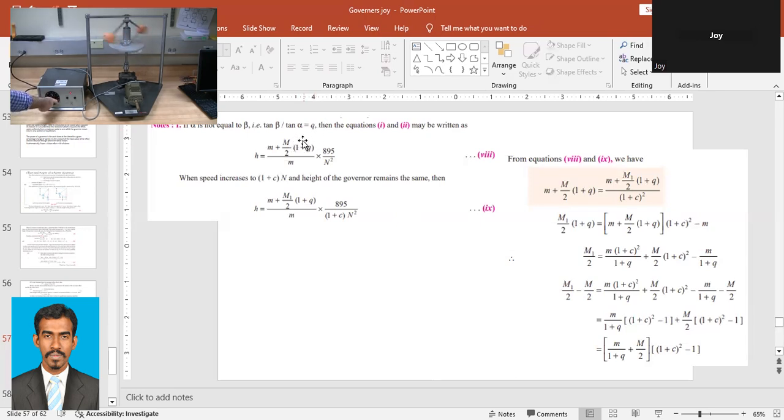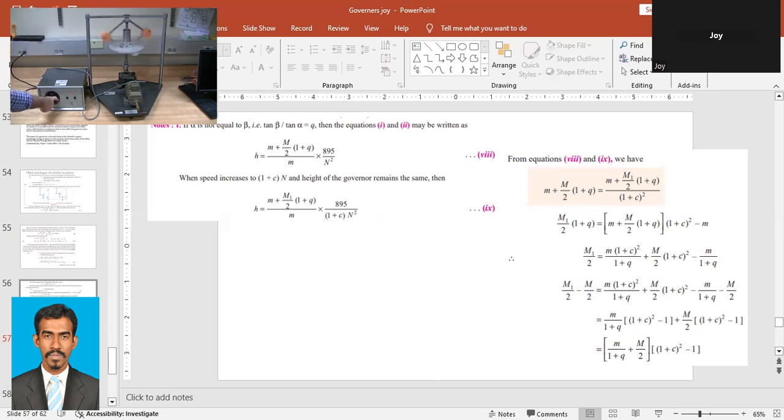So at this point, here we have a 1 plus q. So h is equal to (m plus capital M) by 2 into (1 plus q) upon m into 895 by n squared. And for increased speed, that is (1 plus c) into n. Similar thing here, (m plus capital M) by 2 into (1 plus q) upon m into 895 upon (1 plus c) into n squared. So this is a note in case alpha is not equal to beta.